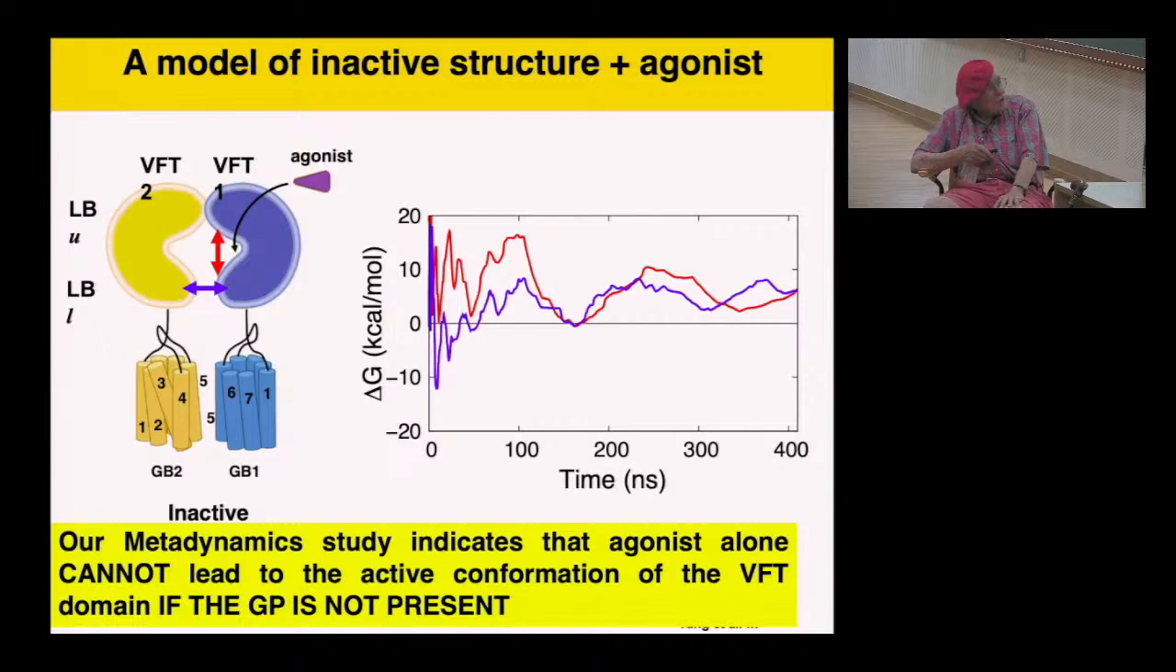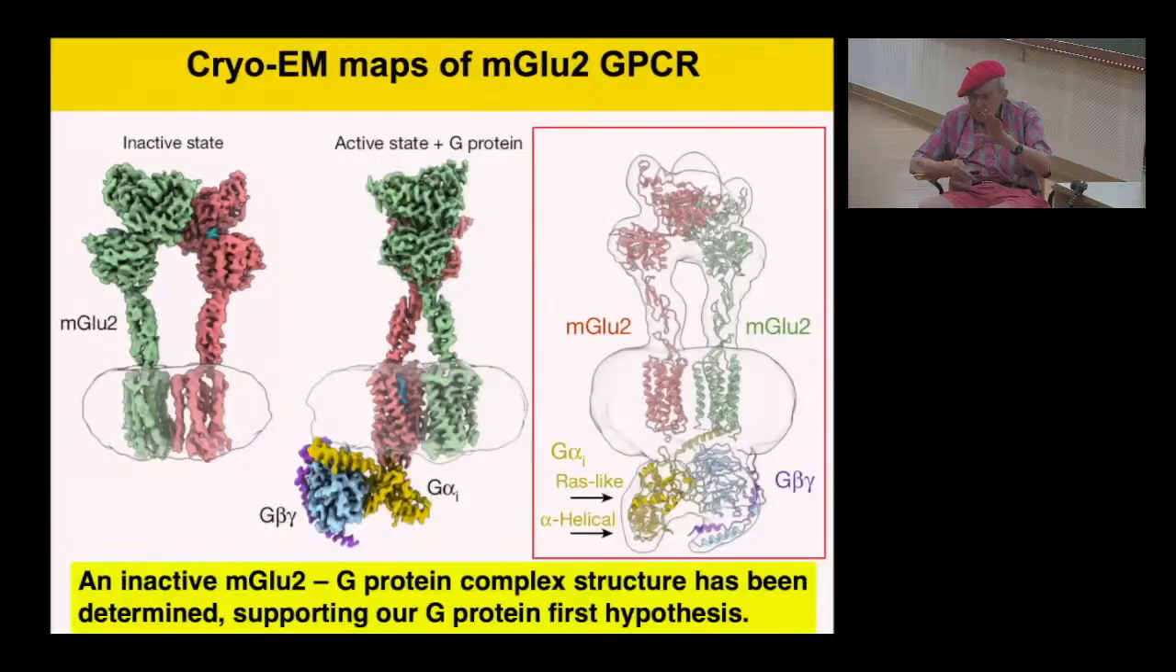Again, we've shown so far that for the GABA receptor, if you put the agonist in and do not put the G protein, it does not get activated. So we've not yet proved that if you put the G protein in, you get a precoupled structure and then the agonist activates it.